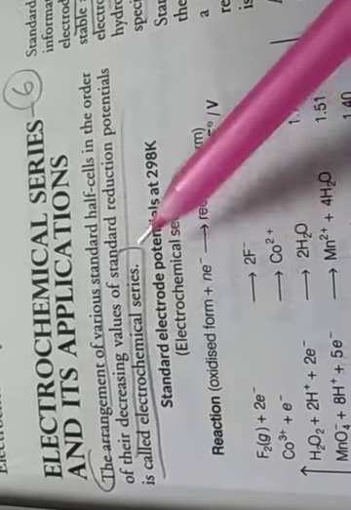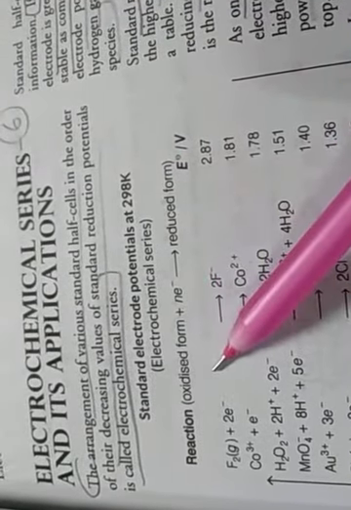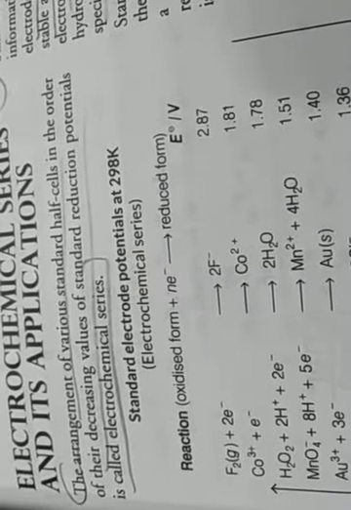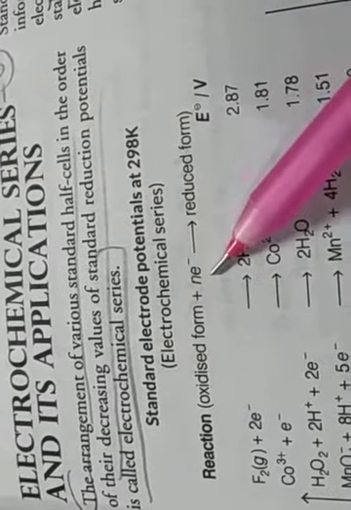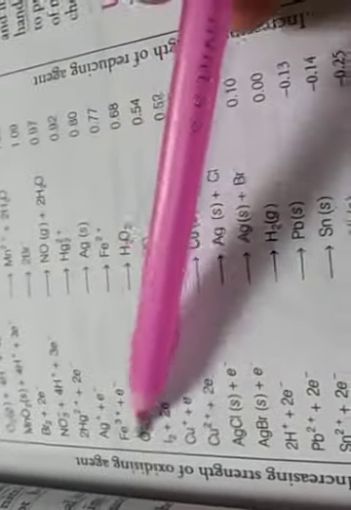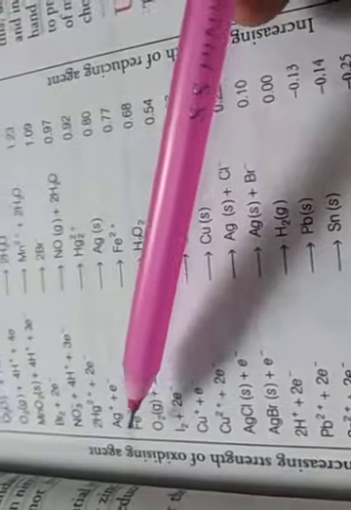So standard electrode potential at 298 Kelvin. Here you see the reaction is for reduction: oxidized form gaining electrons and converting into the reduced form. So here is the given series. Okay. Going from up to down, the strength of the oxidizing agent decreases and the strength of the reducing agent increases. So here you see first given is fluorine.